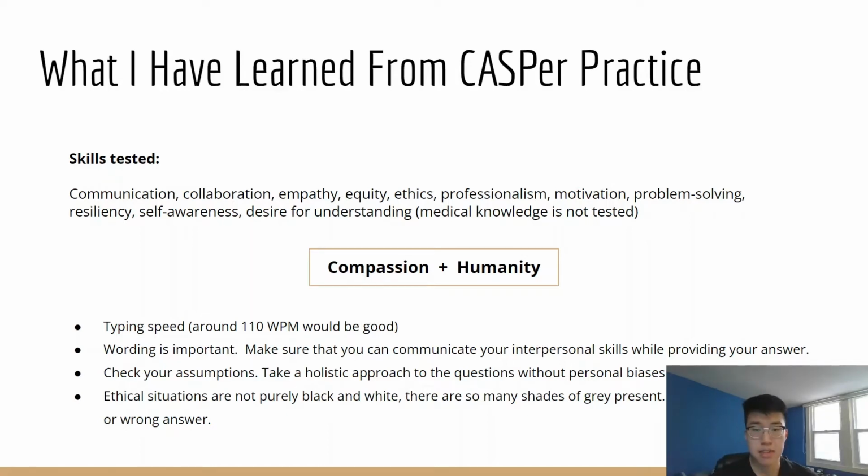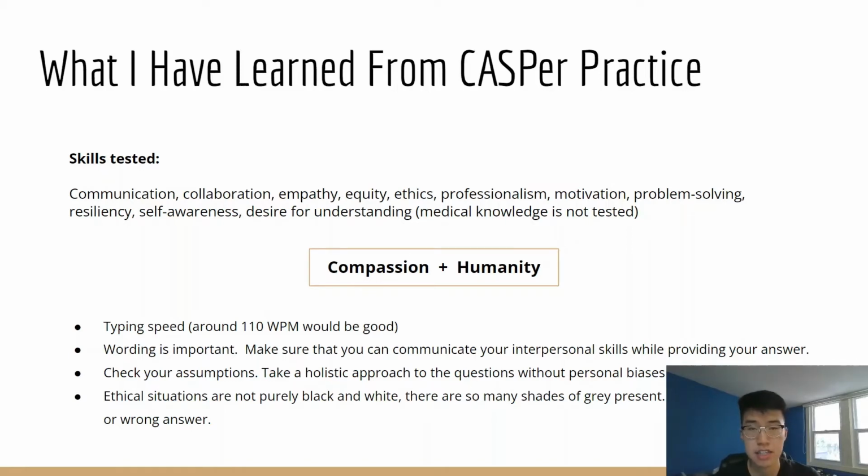Another important aspect is that medical knowledge is not tested, so they're not going to ask you, like, where is this bone located within the body? And even on top of that, many of the situations that they give you in the stations are not based on healthcare at all. Some of them are just within a store or everyday life. So it's definitely not necessarily related to medical knowledge, and more based on testing your personality.